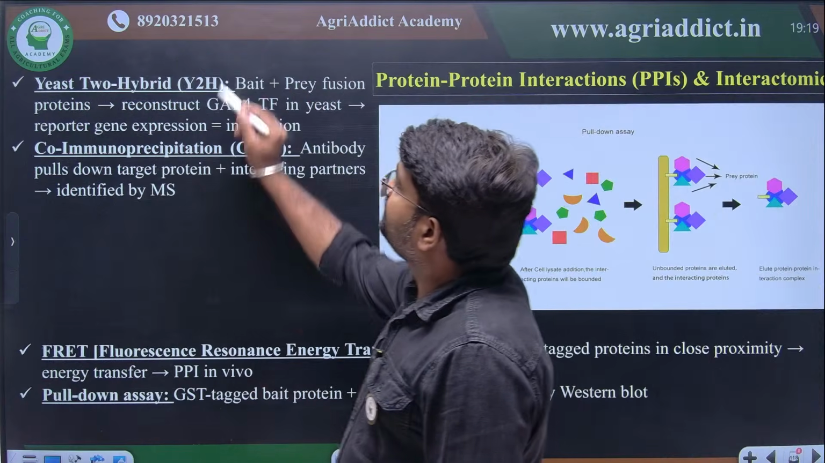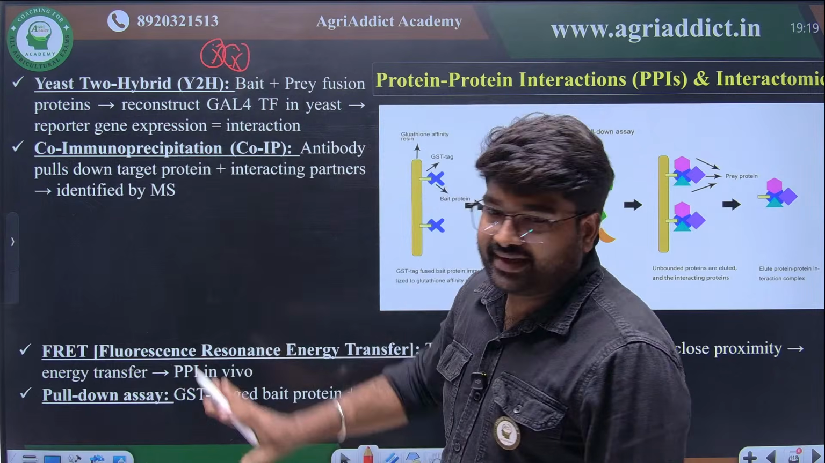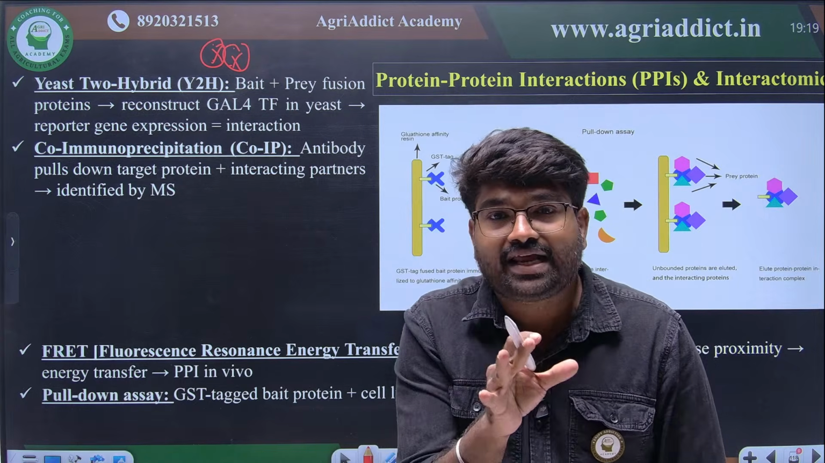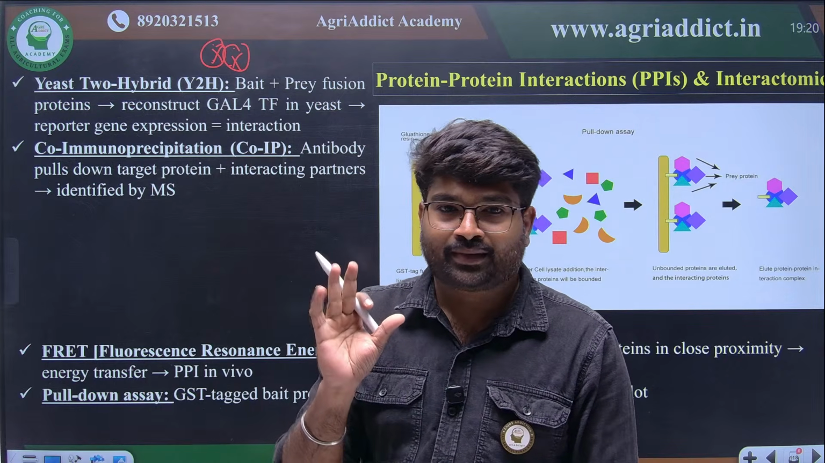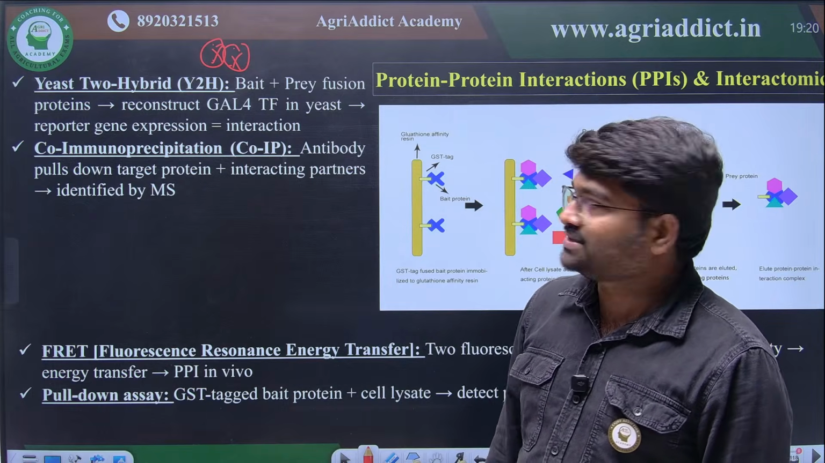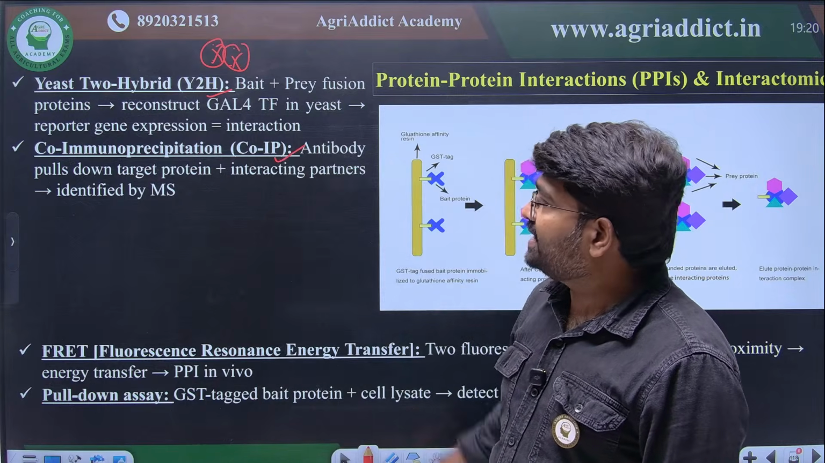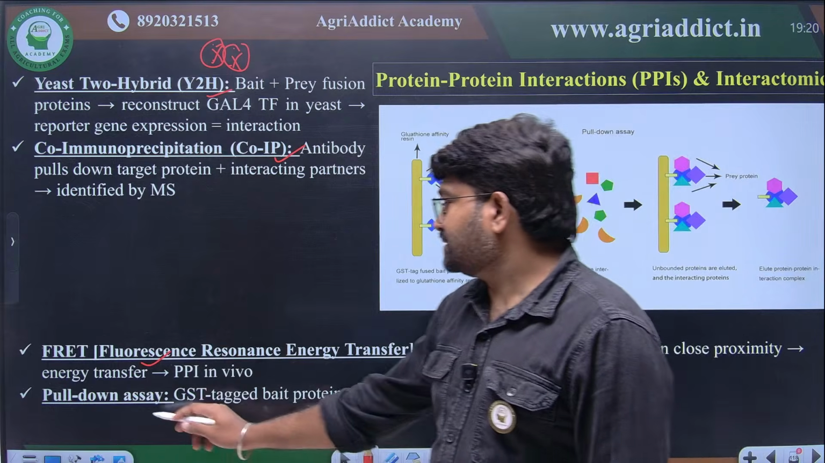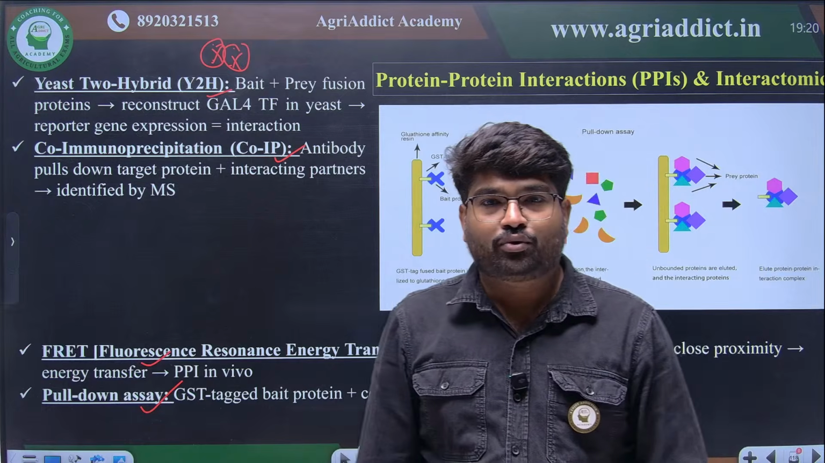Next, these questions they asked three times continuously. What are the different techniques used for studying protein-protein interaction? These are the four different techniques used for protein-protein interaction: Y2H, yeast two-hybrid technique, co-immunoprecipitation, FRET, fluorescence resonance energy transfer, and pull down assay.